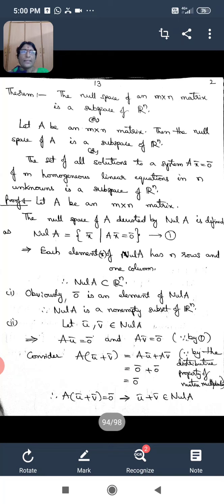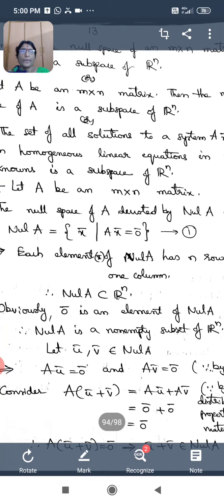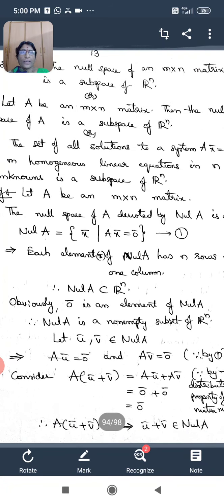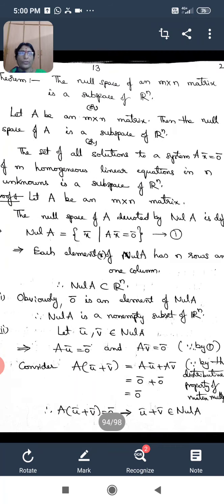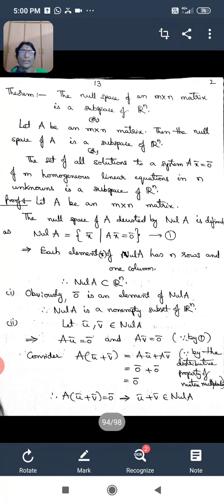So null A is a subset of Rn, and 0 bar, which is a column vector of order n by 1, is in null A. That means null A is a non-empty subset of Rn. Already we know that null A is a subset of Rn. After knowing that the zero vector 0 bar is in null A, we can say that null A is a non-empty subset of Rn.